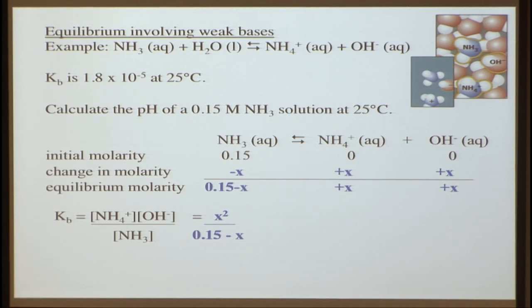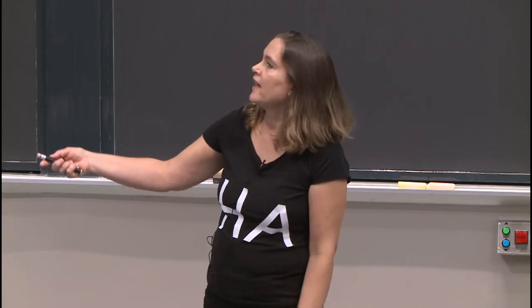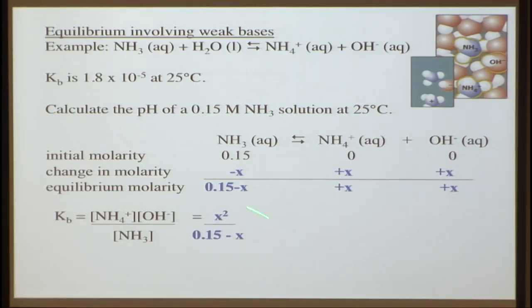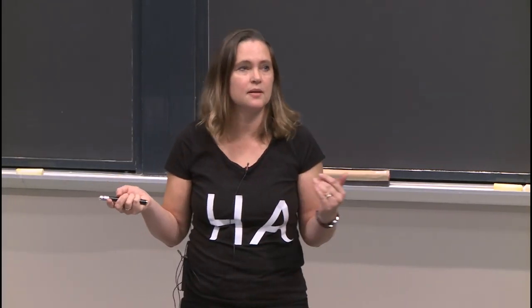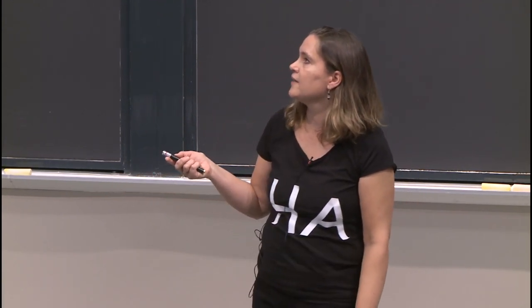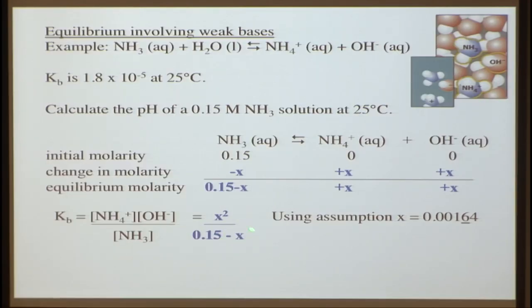So at this point, you can either use the quadratic equation, or you can make an assumption that x is going to be small compared to 0.15. We don't want to make the assumption up here. We want to get to this point before we try the assumption. And you always need to check your assumptions to make sure they are correct. But if we use the assumption here, just to simplify the math, the assumption is that this x is small, so we can drop the minus x out, and then we can calculate that x is 0.00164. And then we can check the assumption.